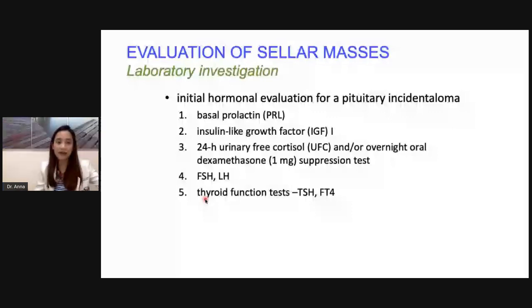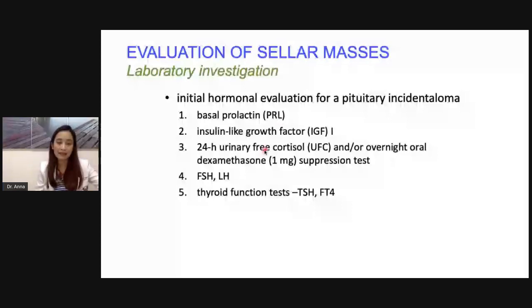So for the prolactin, you just do a beta fasting prolactin. For the growth hormone axis, we screen with an IGF-1. You can do this in just one extraction of blood.